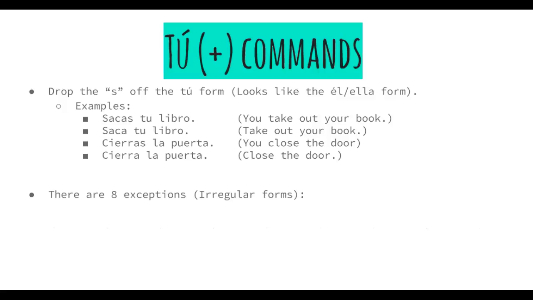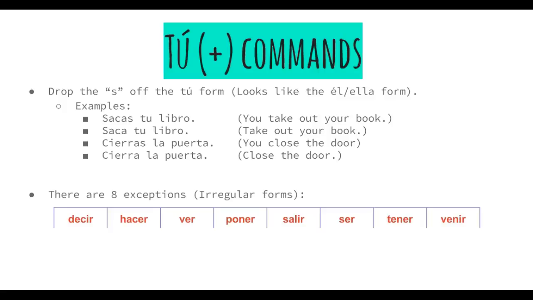There are 8 exceptions or irregular forms of tú positive commands or affirmative tú commands. These 8 irregular forms are used with the verbs decir, hacer, ir, poner, salir, ser, tener, and venir. You're probably thinking, oh my, these verbs again, they seem to be irregular in almost every single form, and you'd be correct if you are noticing that. These same verbs are kind of tricky and kind of break the rules throughout all of the Spanish language.